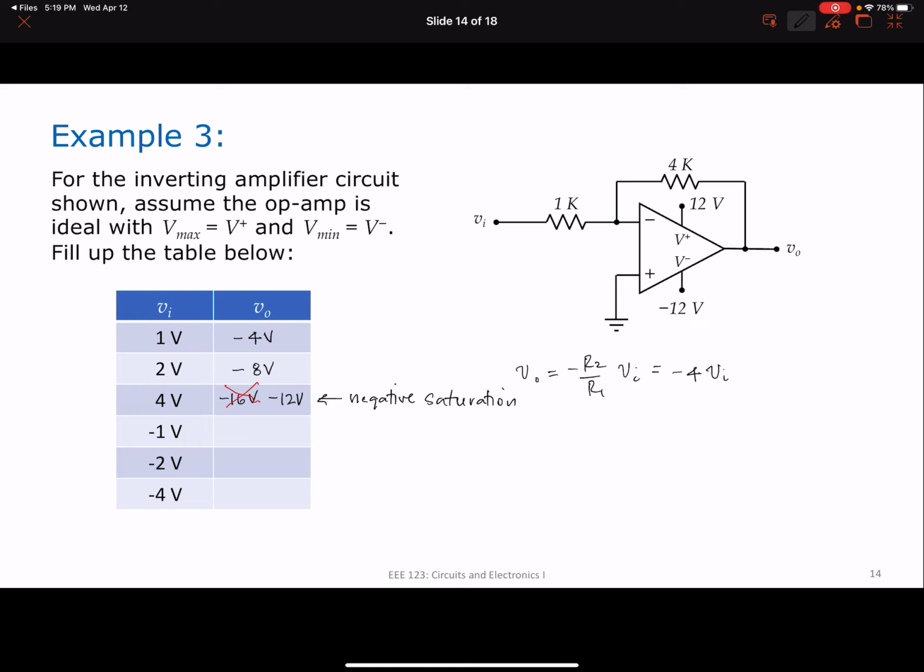So you have the same situation for the next 3 voltages. Here you should get 4 volts. Here you should get 8 volts. Here again, this is positive saturation. So the answer is not going to be 16 volts, but the answer is going to be 12 volts. So I hope that is clear. This is what I meant by that step, check for saturation.